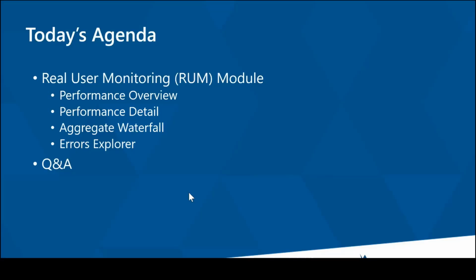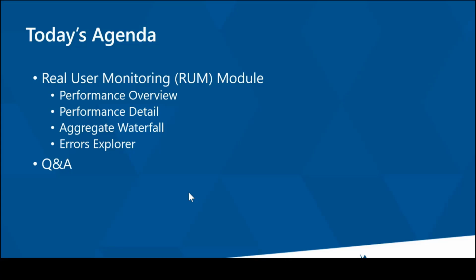As far as the agenda today, obviously we're going to be covering the Real User Monitoring module, and like I mentioned, there's more than these 4 pages in the module, but we're not going to be able to cover it all today. But what I've done is selected 4 of the more important, more insightful pages in the Real User Monitoring module, and we're going to walk through how to use each one and what features and functionality are available on each of these pages. So that's going to be the performance overview, the performance detail, the aggregate waterfall, and the errors explorer.